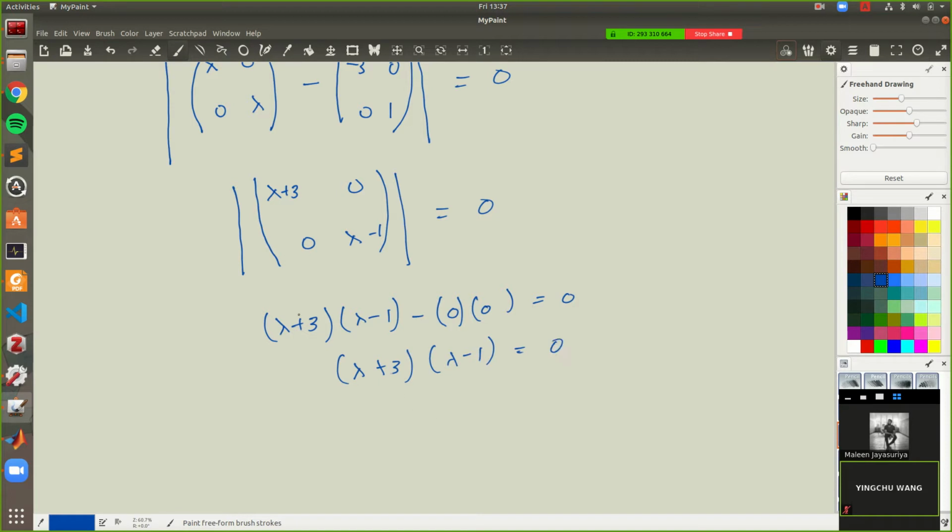You can see here, since it's a 2 by 2 matrix, you have a quadratic equation, which means you're going to have two lambda values. Lambda 1 equals 1 and lambda 2 equals minus 3. So these are your eigenvalues. Looking at these eigenvalues, is this system stable or unstable?